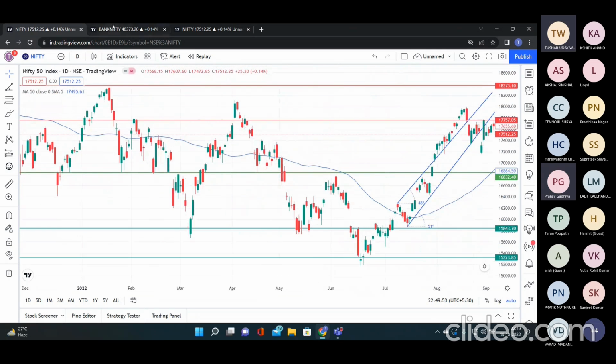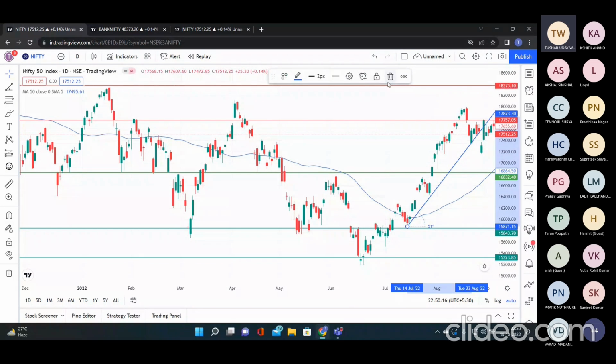We should always not rely on the pattern alone. Yes, they are tools. It's up to us how we use them. It's not necessary that when you use one, the market will go in that direction only. So we have to use multiple parameters. There are various technical analysis tools which we are going to cover in the coming days.